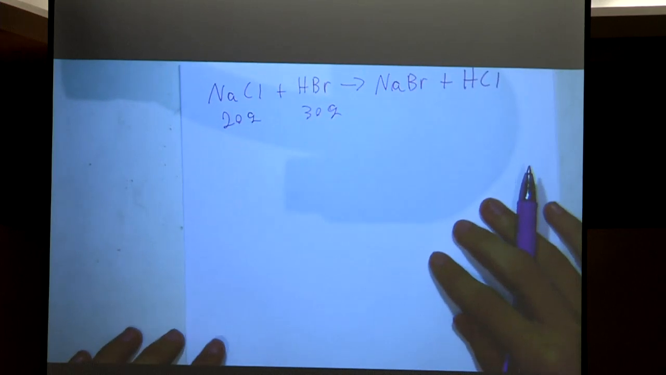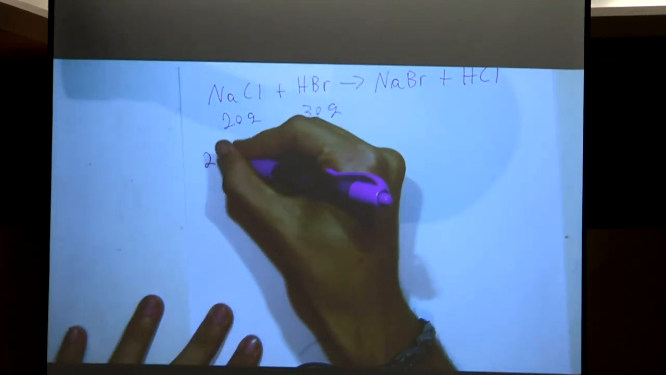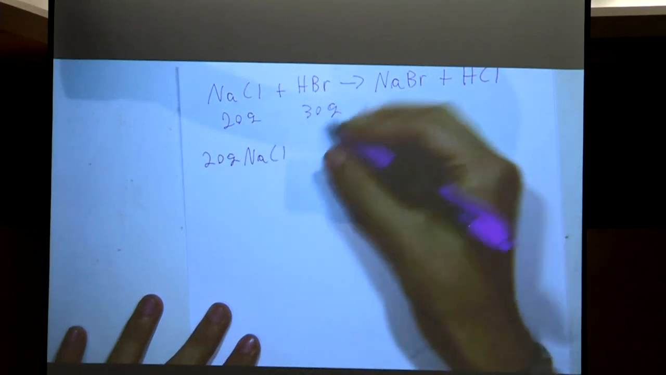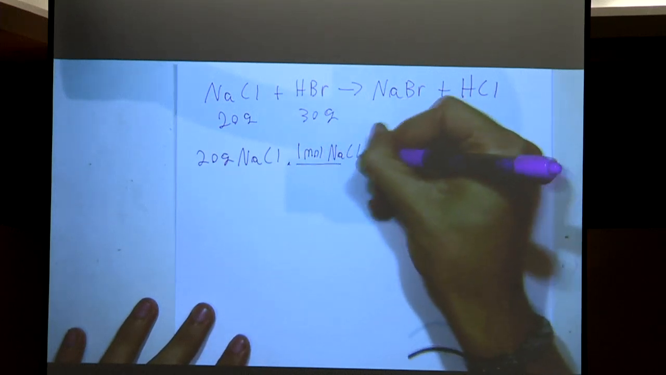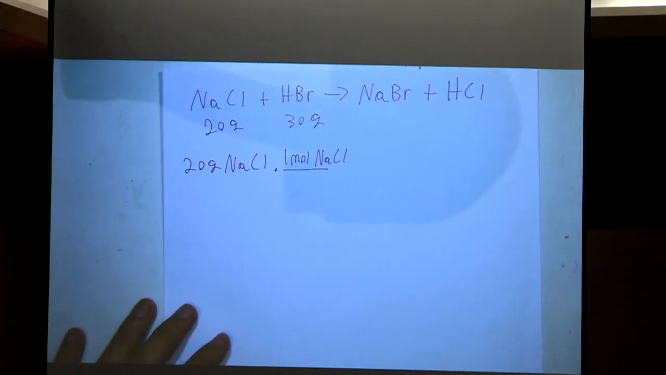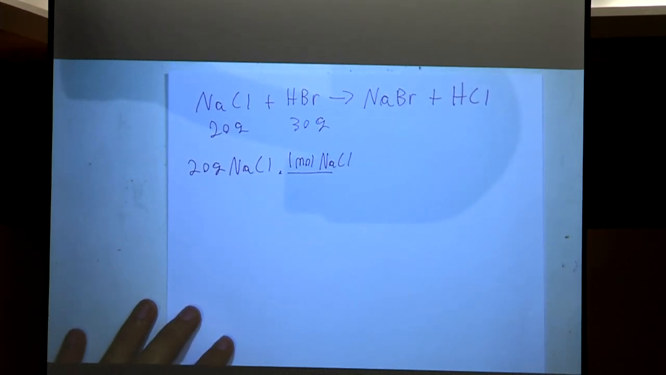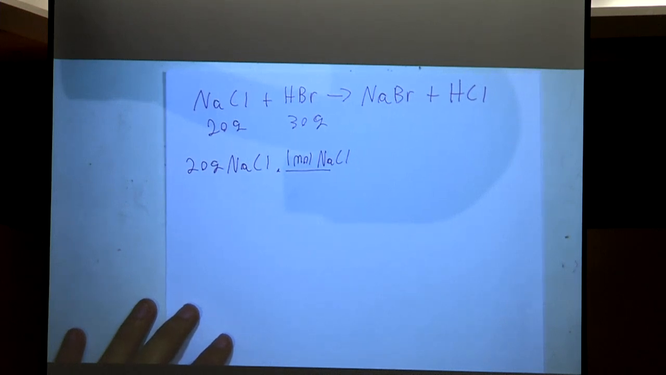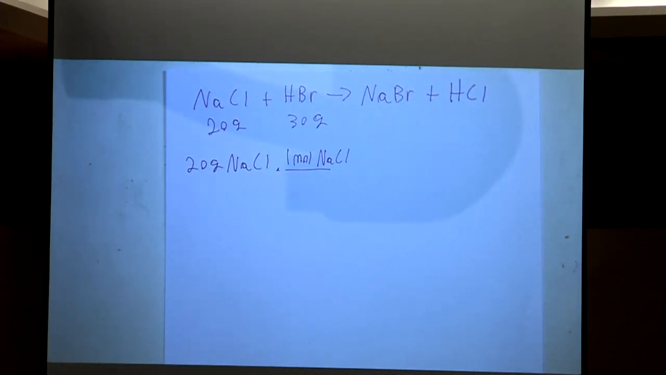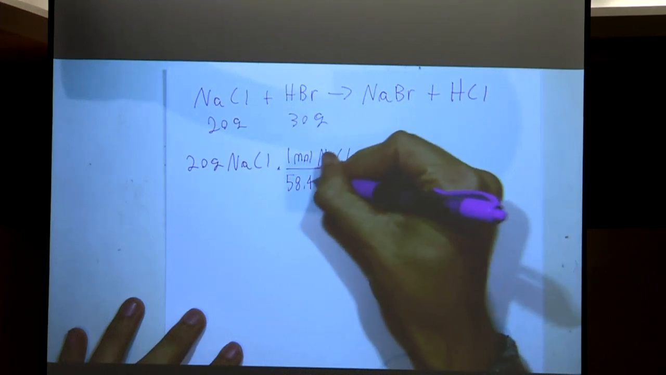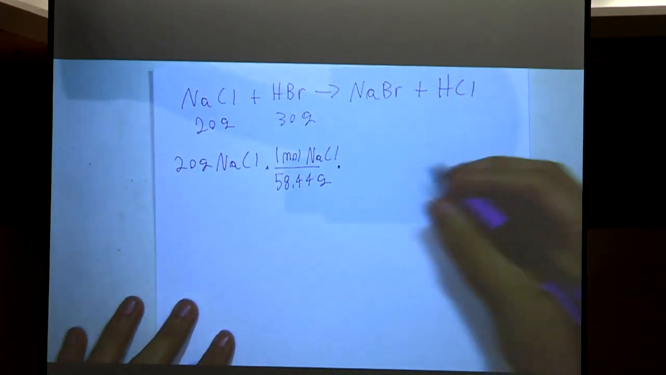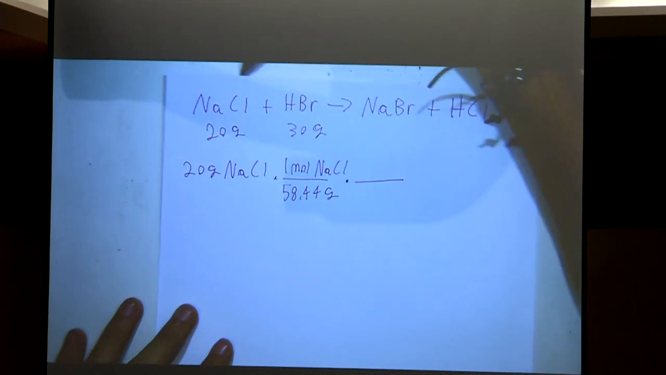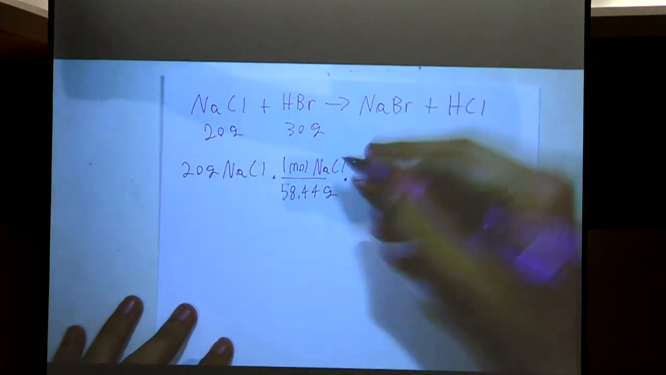All right. Remember, start with what you're given. I've got 20 grams of NaCl. I'm going to convert that to moles. So 1 mole of sodium chloride is equal to, where's my periodic table? 22.99 plus 35.45, which is 58.44 grams. And let's pick sodium bromide as our product. So for each mole of NaCl, I make 1 mole of NaBr. So it's a 1-to-1 ratio.